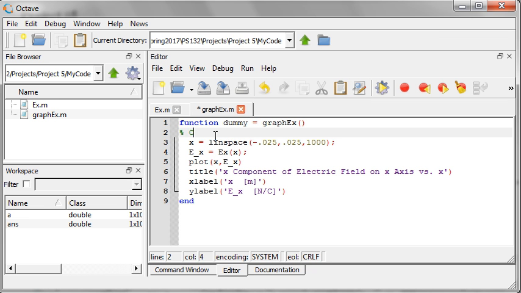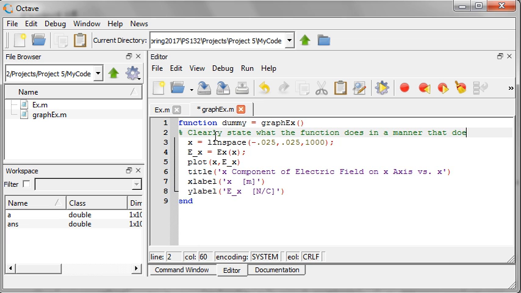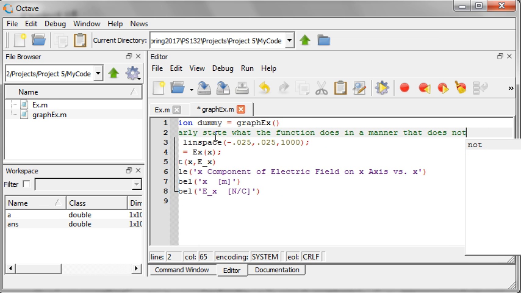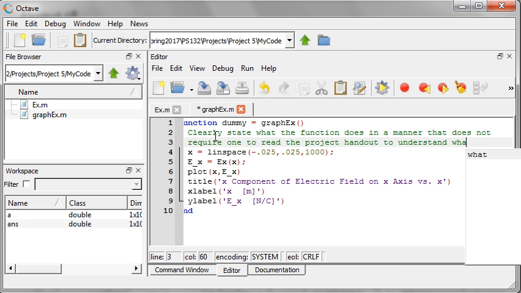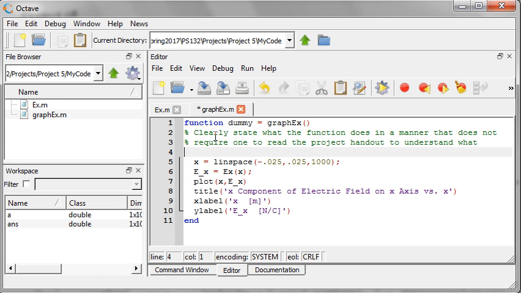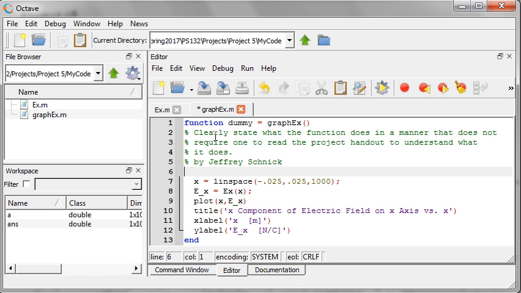So clearly state what the function does in a manner that does not require it does, and then you've got to include your name.